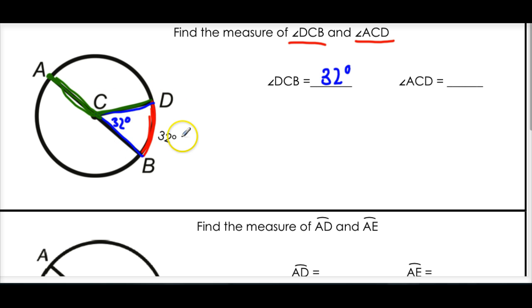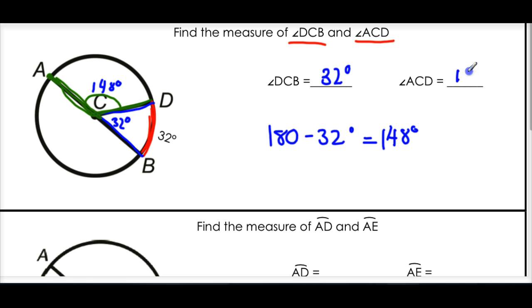If you're thinking ahead of me right now, you probably have figured out that ACD and DCB make a straight line, so they are a linear pair, or supplementary, right? To figure out what ACD is, all I have to do is 180 minus 32, and that will give me 148 degrees. So this would be 148 degrees, like so. If you have a straight line, it has to add up to 180, so you just have to know that they're supplementary. 180 minus 32 equals 148.